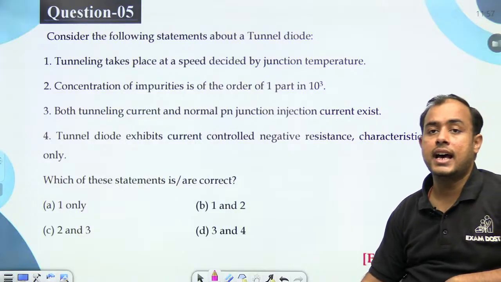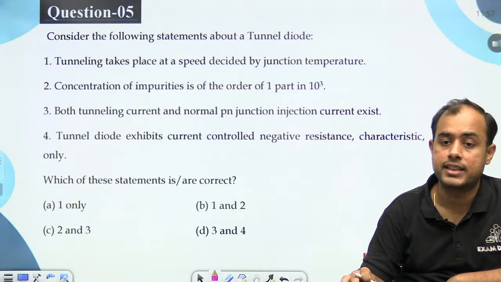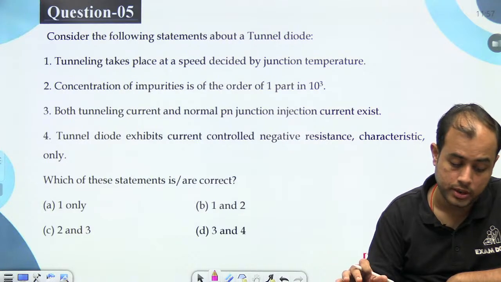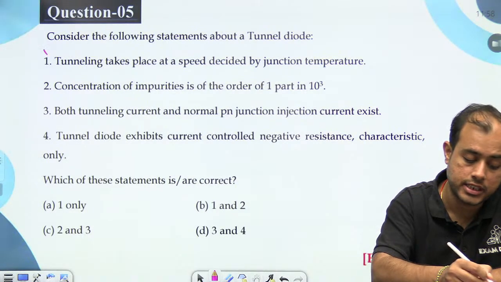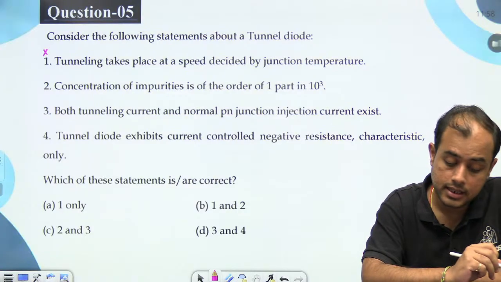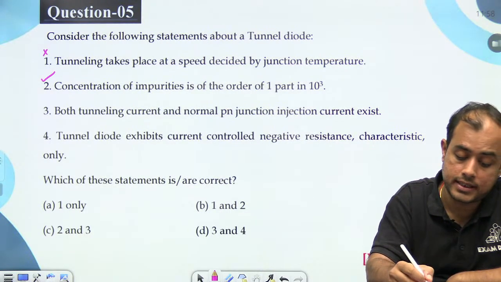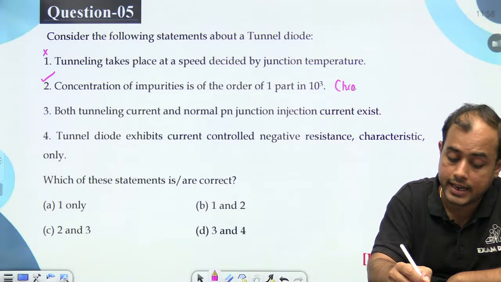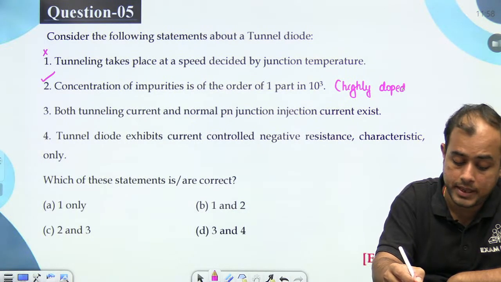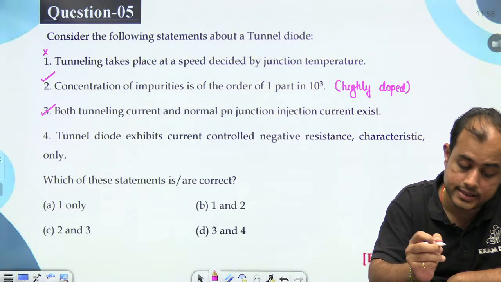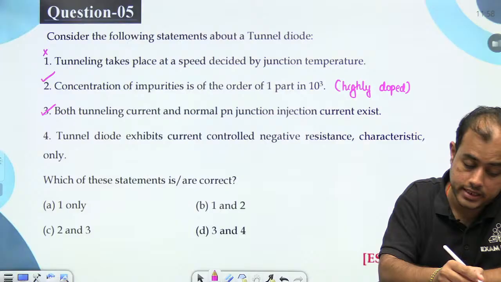ESE 2009. Consider the following statement with respect to a tunnel diode. Tunneling takes place at a speed decided by junction temperature. No. Concentration of impurity. It is highly doped. Tunnel diode is highly doped. Both tunneling and normal PN junction current exist. Yes. Current control negative resistance characteristic only. No.